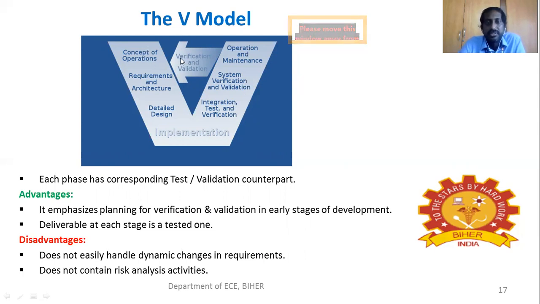So the entire process is verification and validation. We can verify and validate the model at each step. Each phase has corresponding test and validation. That is an important phenomenon. We can validate the system at each phase. Various phases are there, and we can validate the system at each phase. Then only we can get the things.